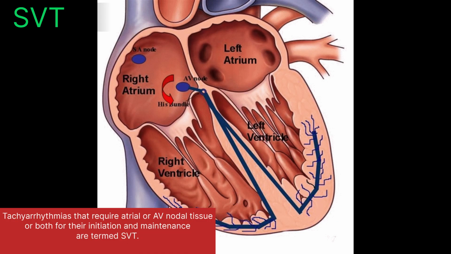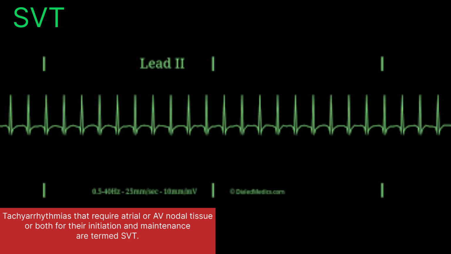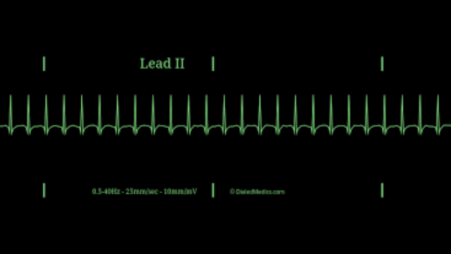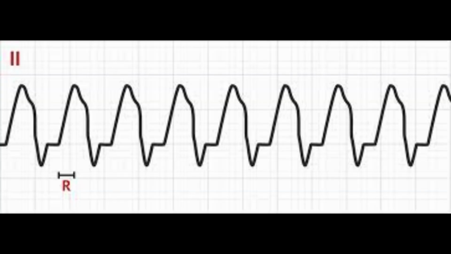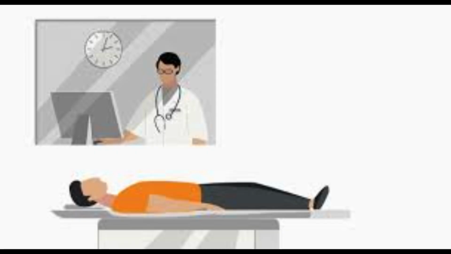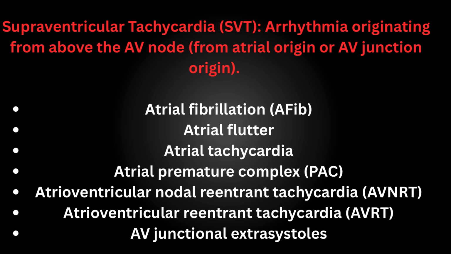Arrhythmias that require atrial or AV nodal tissue or both for their initiation and maintenance are termed supraventricular tachycardia. The QRS complex in most supraventricular tachycardia is narrow, that is less than 120 milliseconds. SVT can present as a wide complex tachycardia if it is aberrantly conducted. SVTs are initially classified by ECG to help understand the likely underlying arrhythmia. Supraventricular tachycardia, that is SVT.